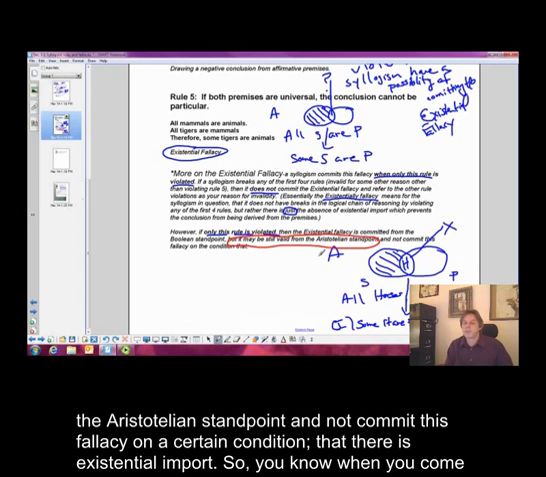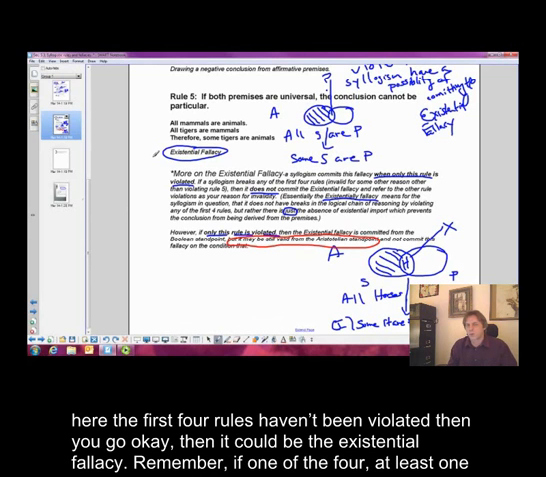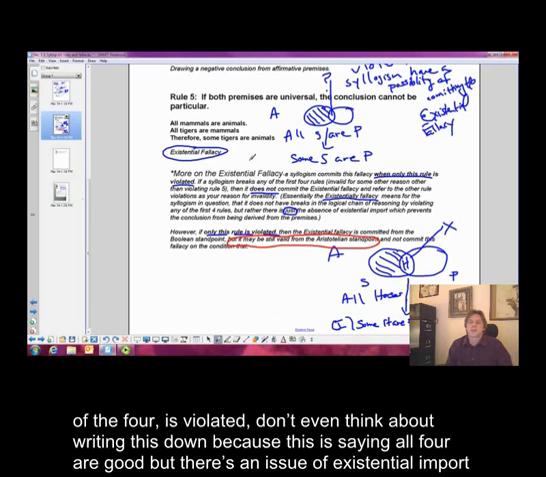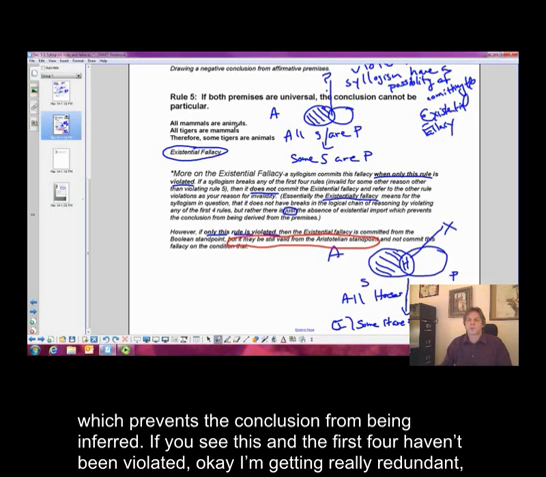It may still be valid from the Aristotelian standpoint and not commit this fallacy on a certain condition, that there is existential import. So, when you come here, if the first 4 rules haven't been violated, then you go, okay, then it could be the existential fallacy. Remember, if at least one of the 4 is violated, don't even think about writing this down, because this is saying all 4 are good, but there's an issue of existential import which prevents the conclusion from being inferred. If you see this and the first 4 haven't been violated, okay, I'm getting really redundant.